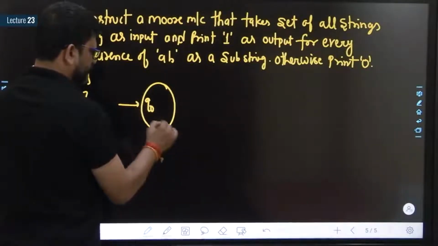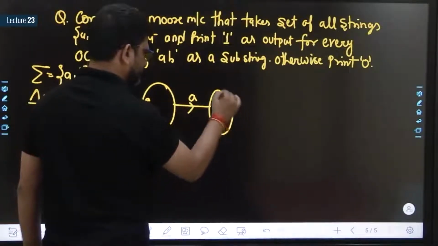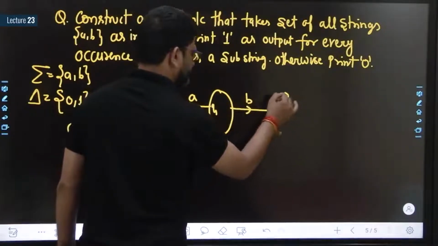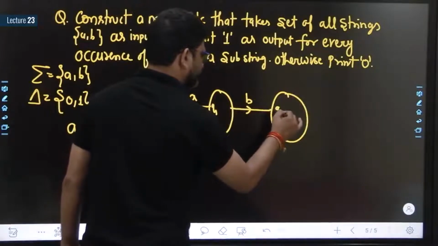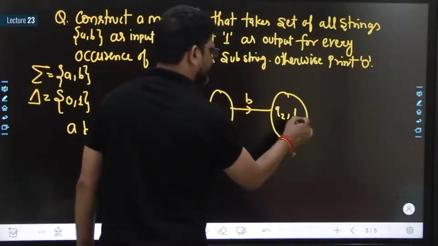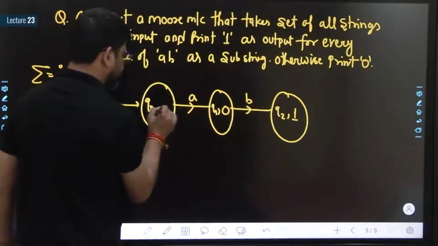Q0, A, Q1, B, Q2. If AB comes, it prints 1. Otherwise, it prints 0.